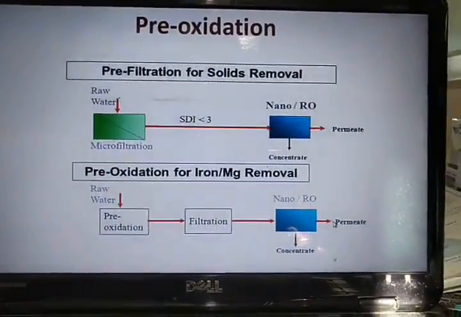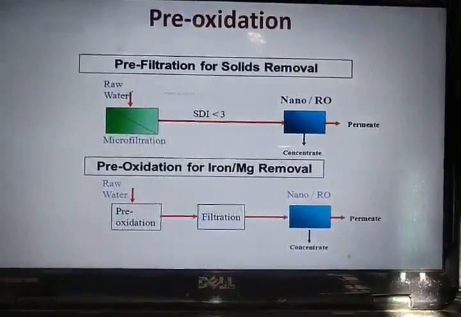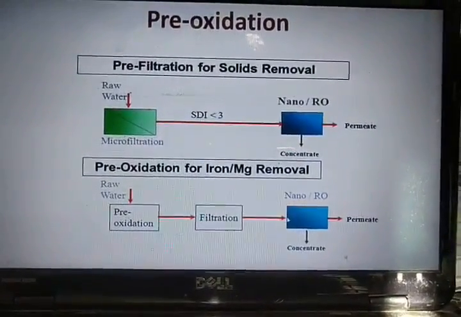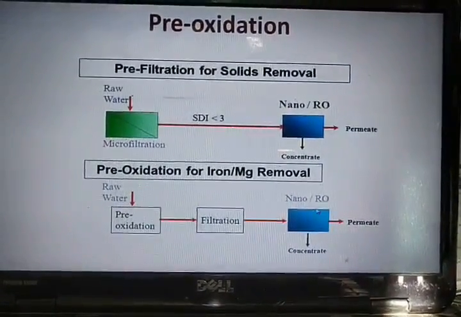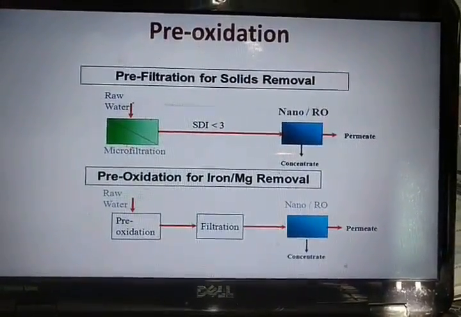Note that here the treated effluent using the membrane process is called permeate. And the one which remains behind the membrane is called retentate. That is the one which is retained.